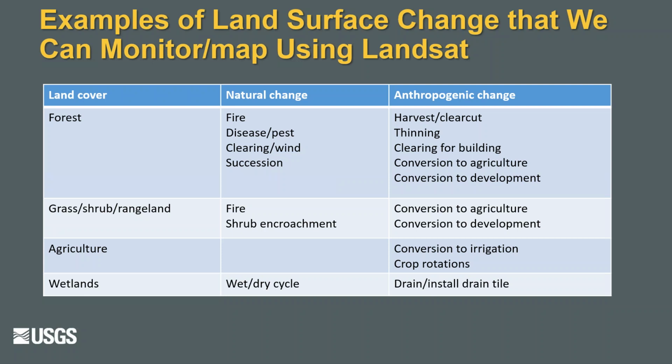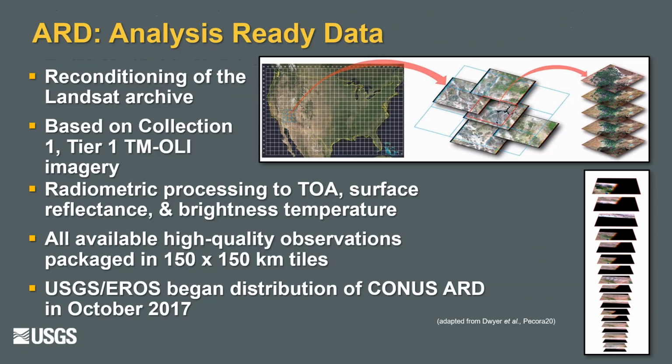Conversion to agriculture and conversion to development would actually represent a land cover change, whereas shrub encroachment might just be a land surface change that doesn't trigger a cover change, and we sometimes call that conditional change. So that sets the stage for the kinds of changes that we're trying to detect.